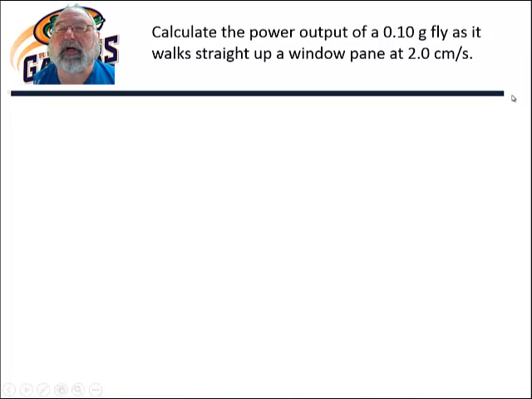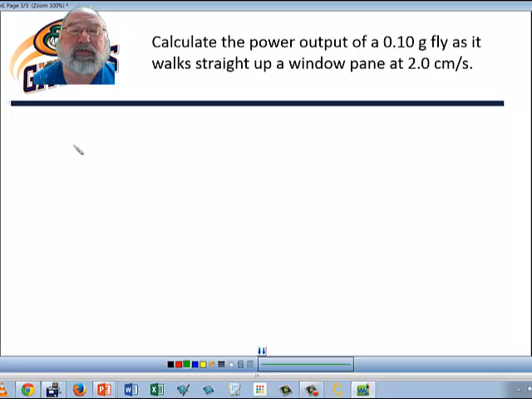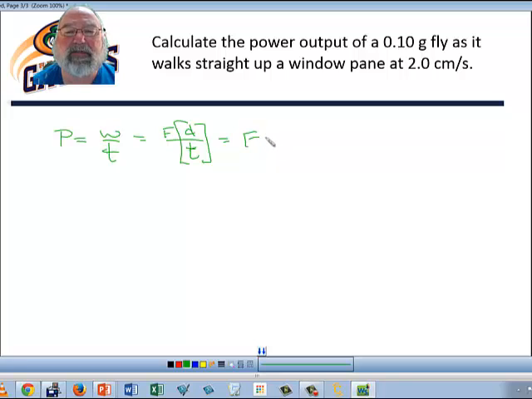Okay, so this one, we're going to use another variation of power, and I'm going to show you how that comes about. Power is equal to work over time. Okay, and that's equal to force times distance over time. And if you look at just distance over time, that's the same thing as saying force times velocity. Now this has to be an average force times an average velocity unless you're doing the calculus.